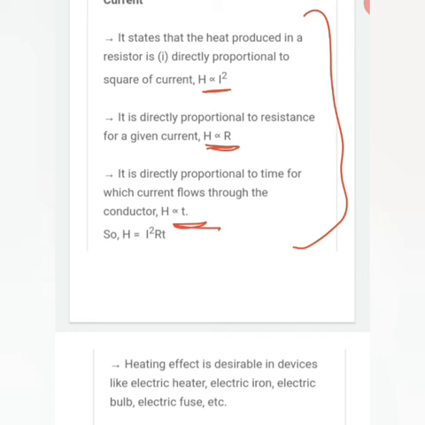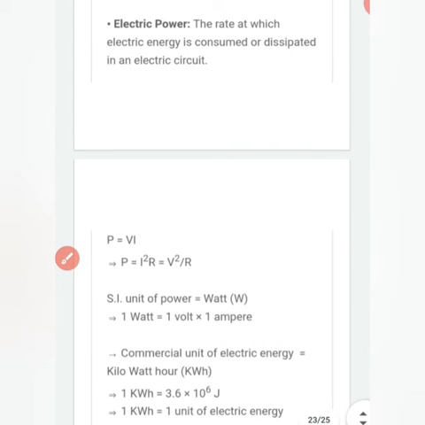Next, heating effect is desirable in various types of devices. In various types of devices, different types of heating effect can be seen. For example, an electric iron. In a television or a fan also, you might have seen that after long use, each of these things starts heating. They are showing dissipation of energy, and that energy is in the form of heat.